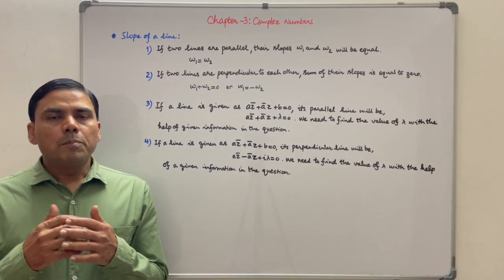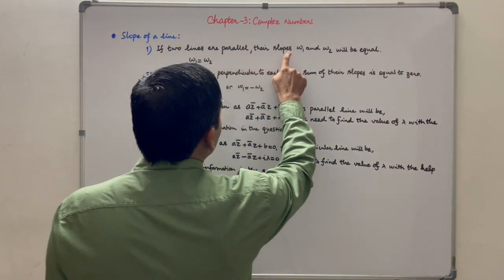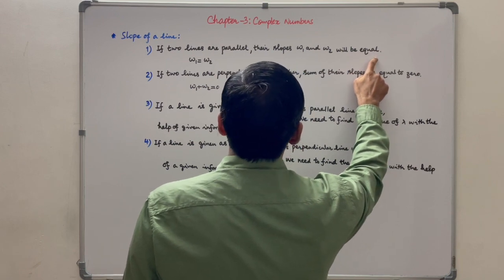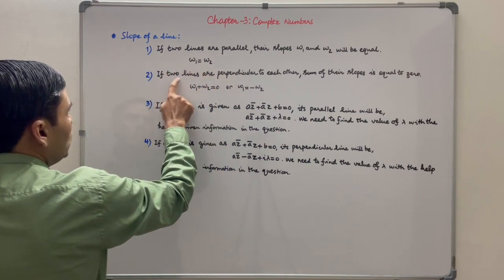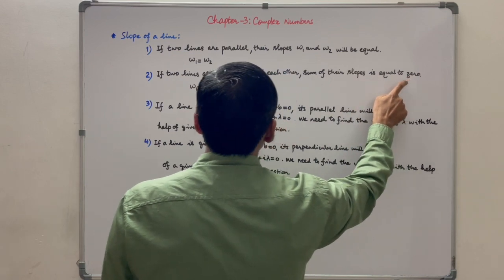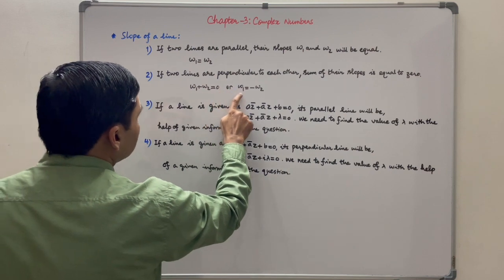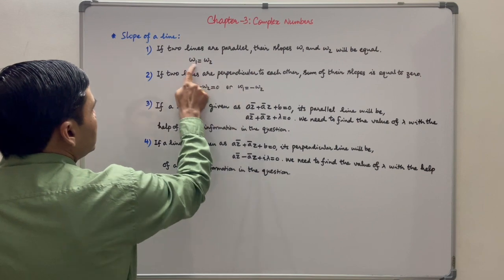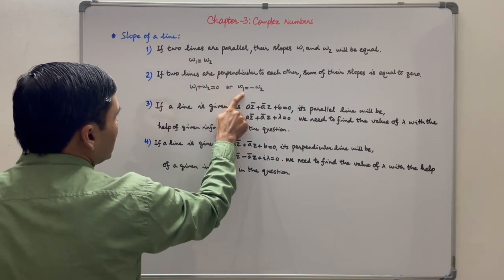Now let us talk about parallel and perpendicular lines. If two lines are parallel, their slopes omega 1 and omega 2 will be equal, as we have seen in coordinate geometry. So omega 1 is equal to omega 2. If two lines are perpendicular to each other, sum of their slopes is equal to 0. That is omega 1 plus omega 2 is equal to 0 or omega 1 is equal to minus omega 2. You need to keep in mind these two conditions in case of parallel lines and in case of perpendicular lines.